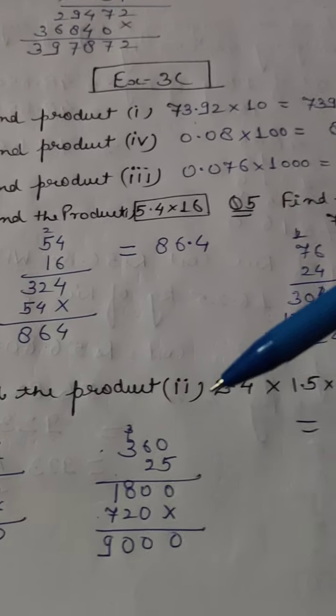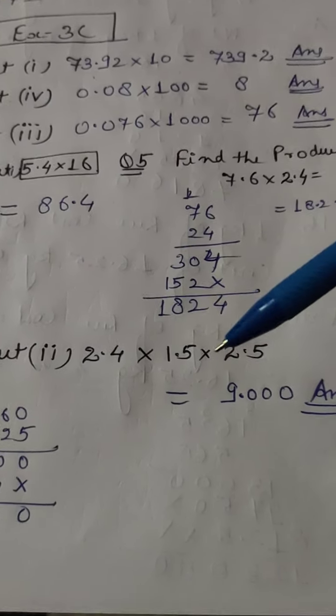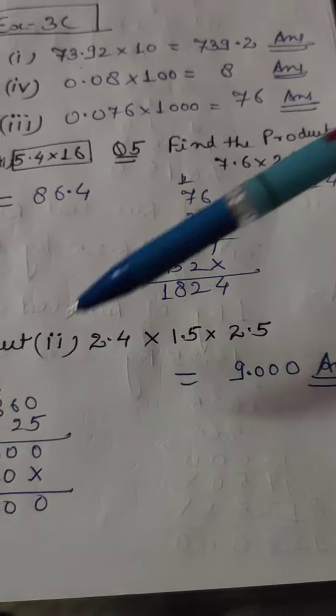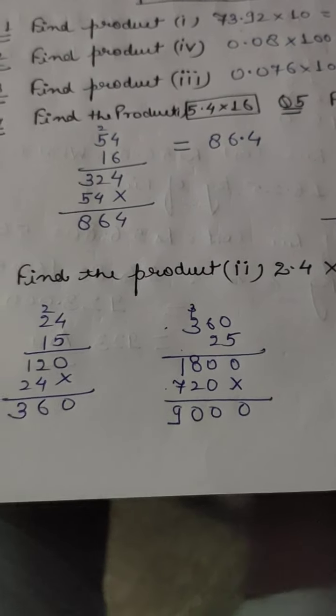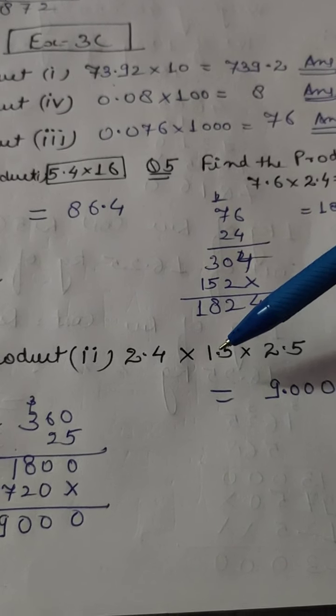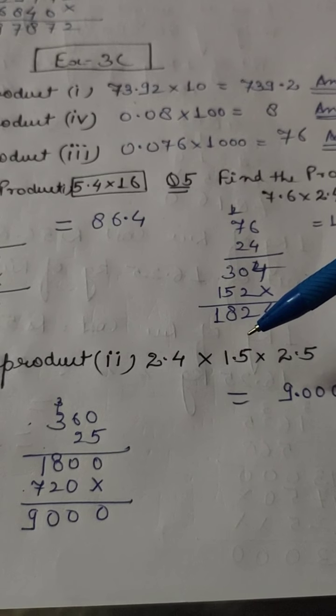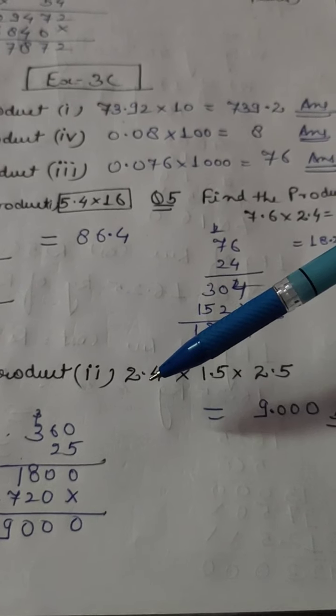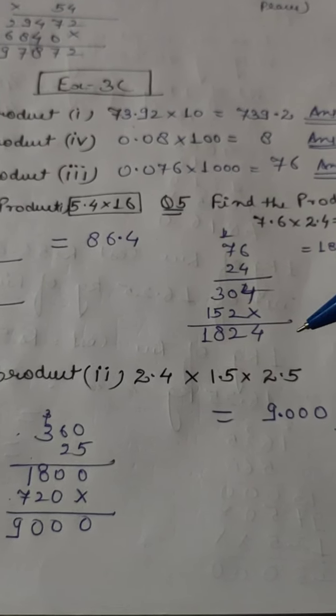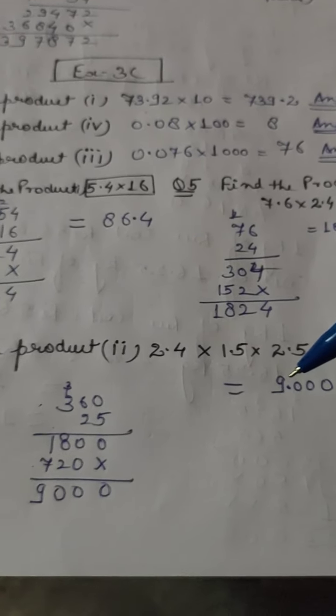Sixth one is find the product 2.4 into 1.5 into 2.5. Here the three numbers have to be multiplied. So first you multiply two of them and then multiply the result by the third one. First remove the decimal point. In the final result you have to put the decimal point.